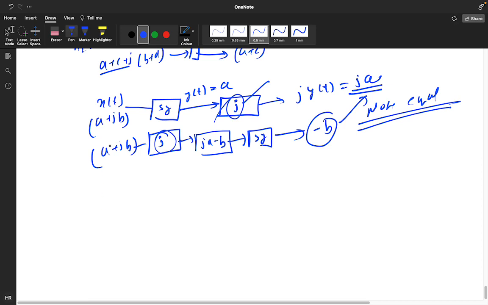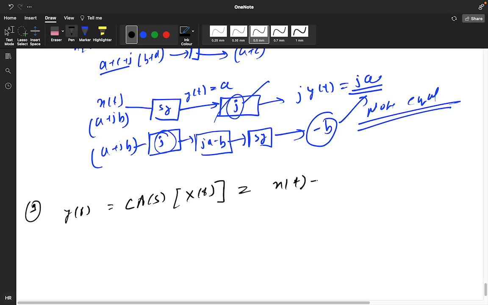And the same thing is for conjugate antisymmetric. So if y of t is equal to the conjugate antisymmetric signal x of t, it can be written as x of t minus x conjugate of minus t divided by 2. This is the property of x conjugate of t. This is non-linear.